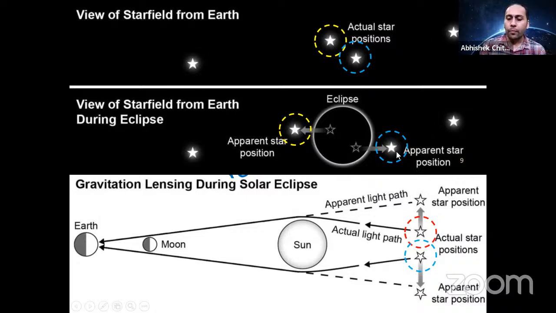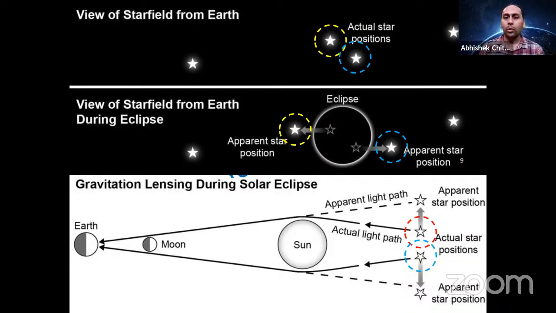These two positions are apparent positions. Apparent means that due to the path of light, we feel as if the star is present over here, but in reality, they are there only. So this was the first confirmation of the general theory of relativity. And after this, Einstein became world famous.